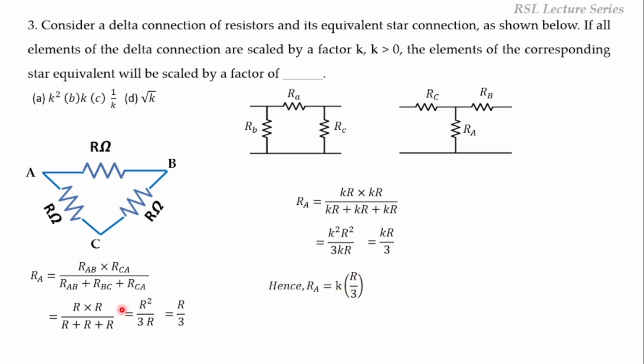When we have considered only the R value, the star equivalent is R by 3. Now if we have scaled or multiplied the R value by K, then the star equivalent is K times R by 3. So the star connected resistors are also increased or scaled by a factor of K. So K is the answer, option B.